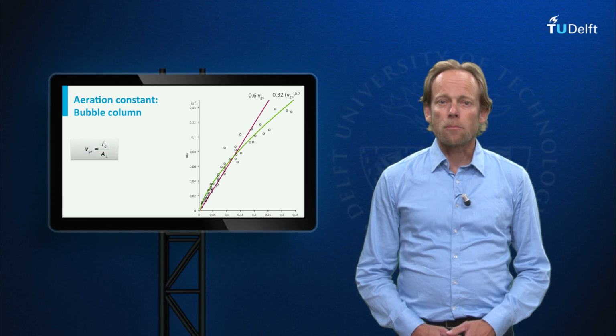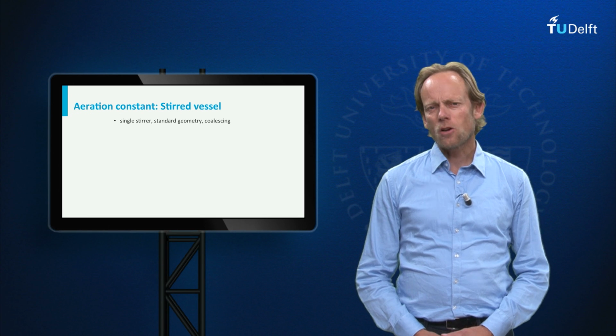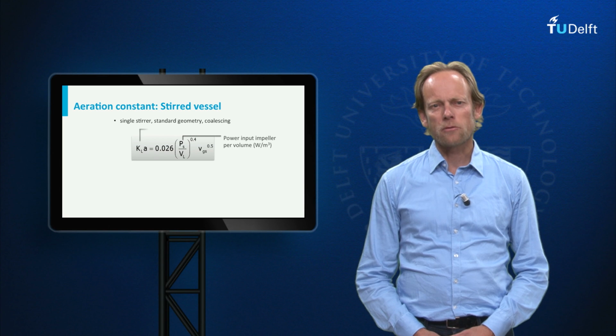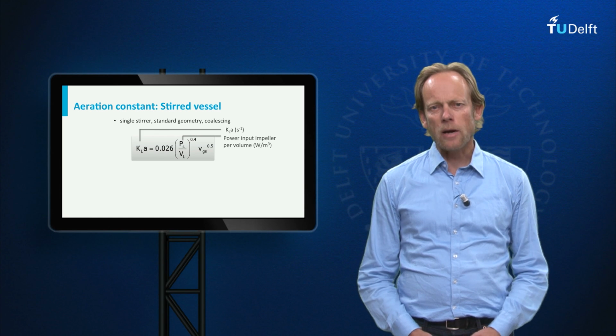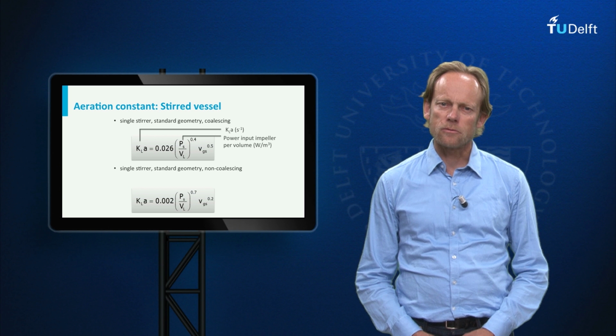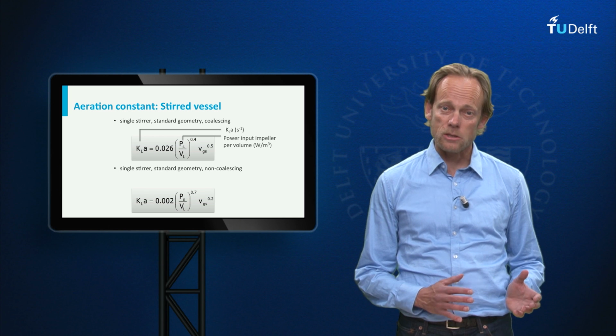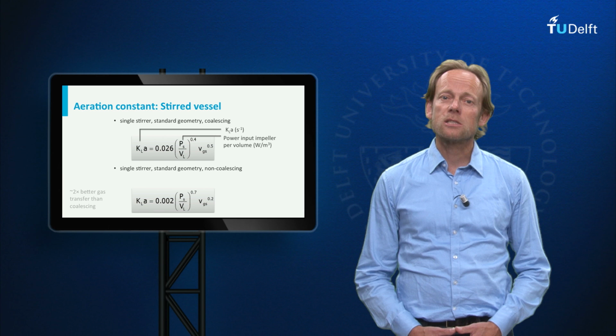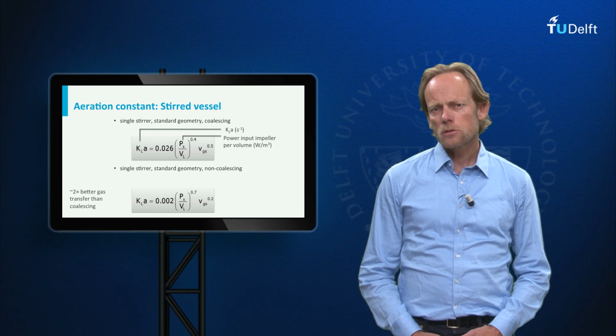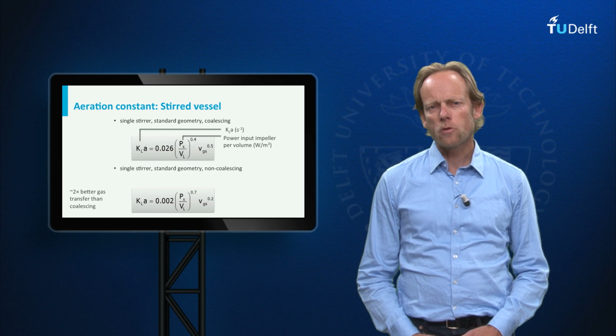For a stirred tank, apart from the superficial gas velocity, also the impeller power input per volume is required. The parameters in the correlation are different for coalescing and non-coalescing liquids. And in general, it can be said that non-coalescent liquids give at least a twofold higher KLA.